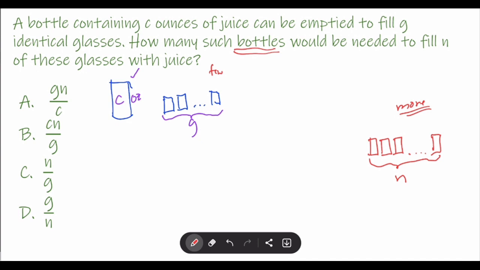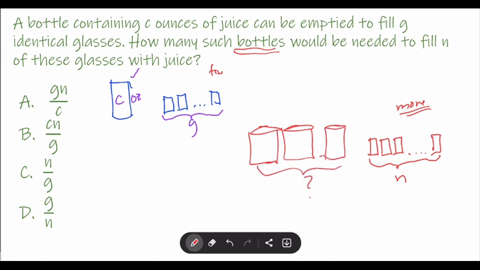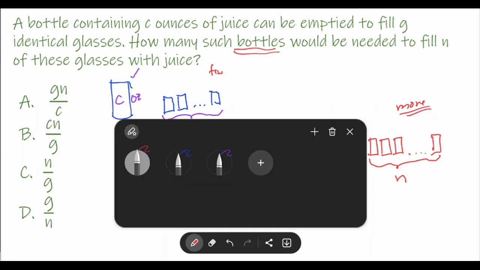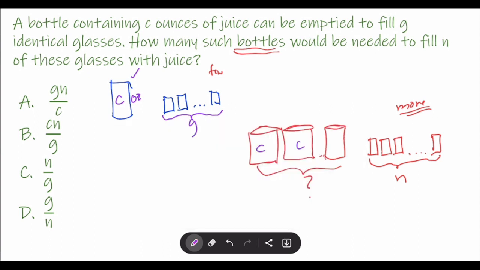So that's the question. How many bottles of juice are needed? So and so on. So how many of this? That's the question. How many of C ounces of juice each? Again, this is C ounces of juice. So we don't know how many.